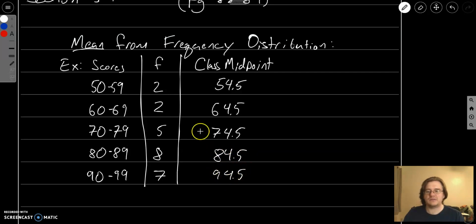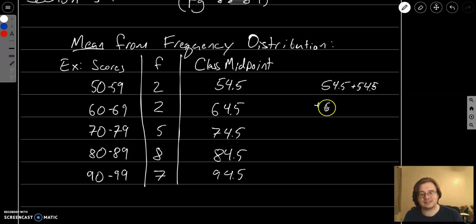Now, even though we're going to approximate each one of these tests using this, the old formula for calculating a mean is to add up every single test score and then divide by the total number of tests. So here, since there are two tests in the first class, I would take 54.5 plus 54.5 plus 64.5 plus 64.5 plus, and then we'll have 5 of the 74.5s, 8 of the 84.5s, and 7 of the 94.5s. That's a lot of numbers to add. And it turns out there is an easier way.